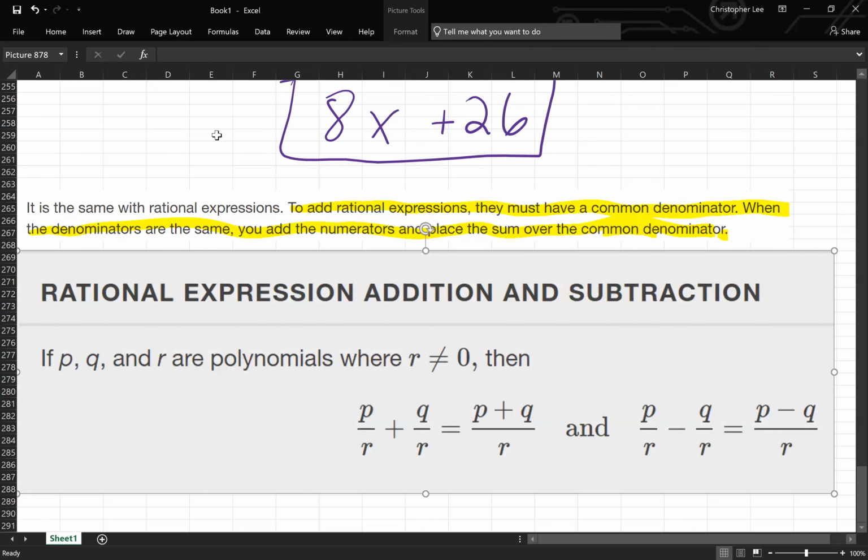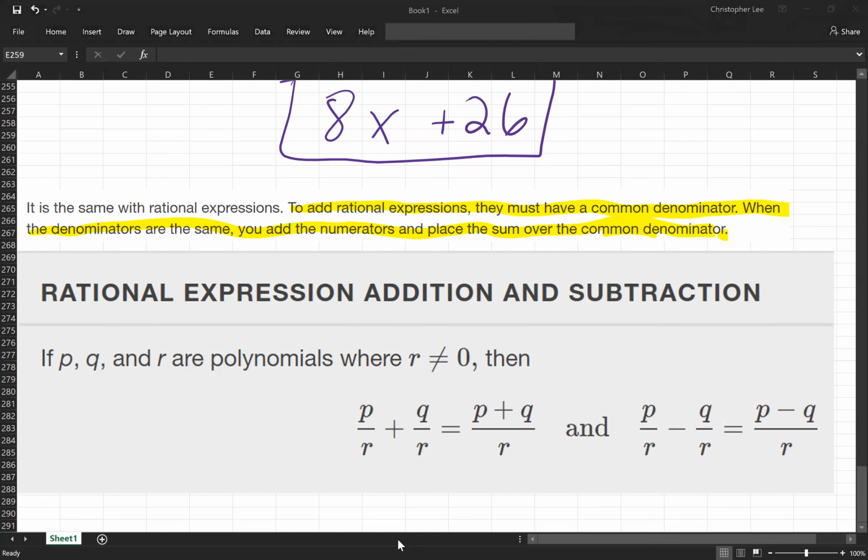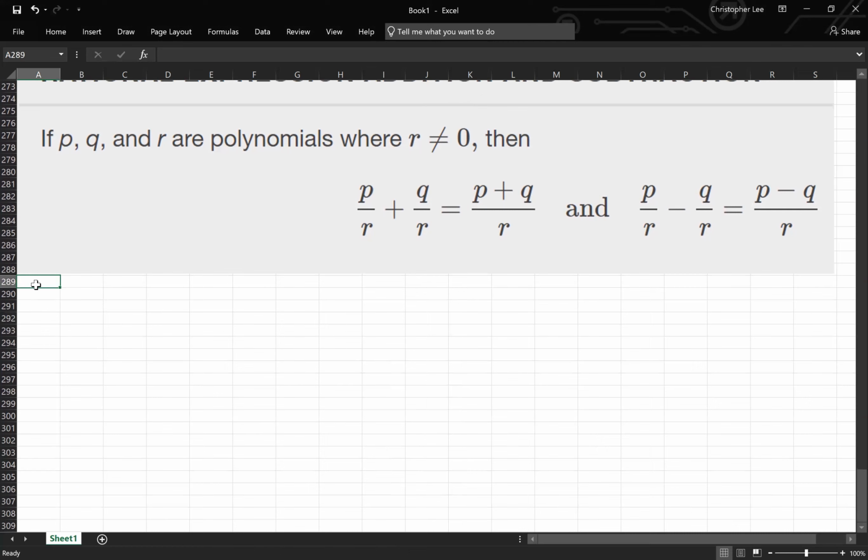So rational expression addition and subtraction, that's what we're getting into. If P, Q, and R are polynomials, where R cannot equal 0, then P over R plus Q over R is equal to P plus Q over R. And P over R minus Q over R is equal to P minus Q over R. Same thing that we did before. Only thing is that instead of numbers, we now have polynomials. Let's take a look.